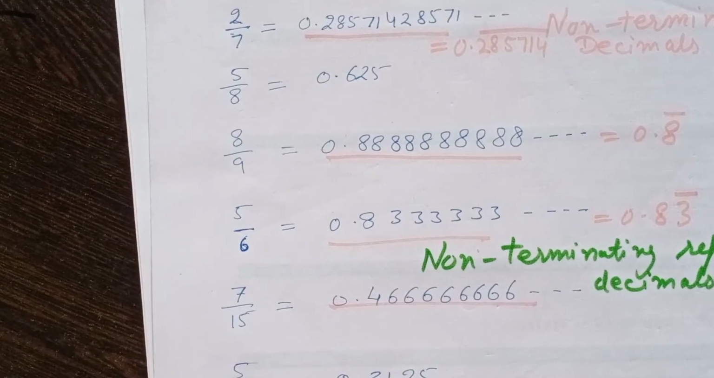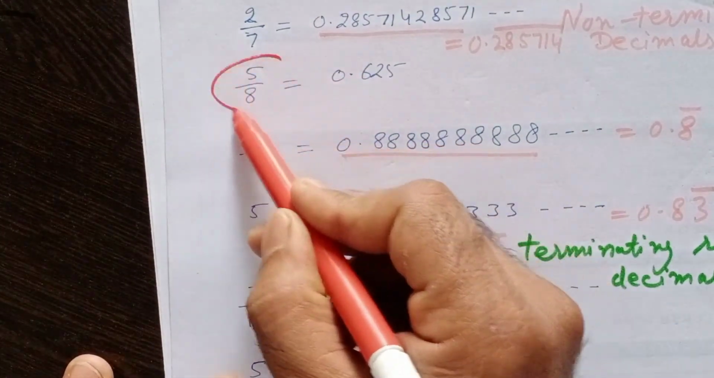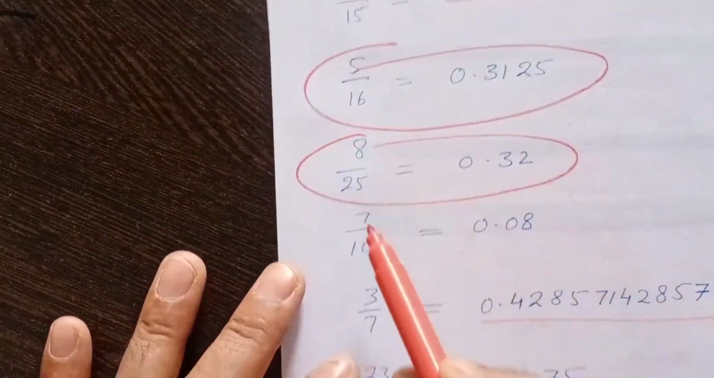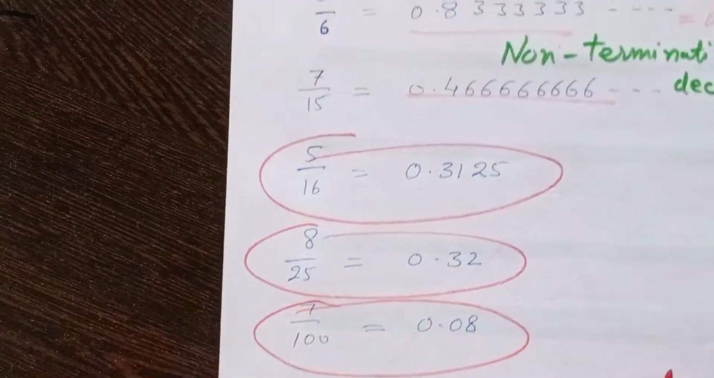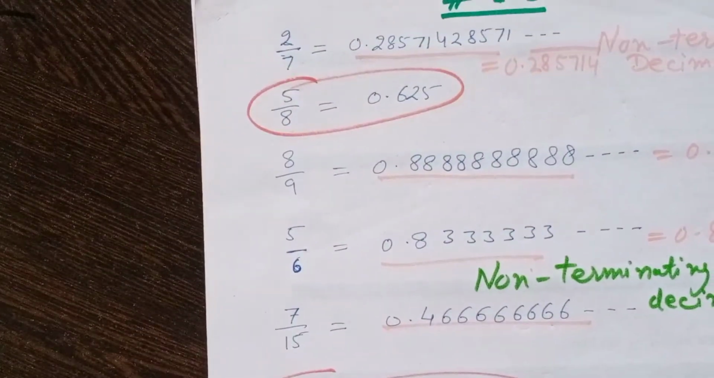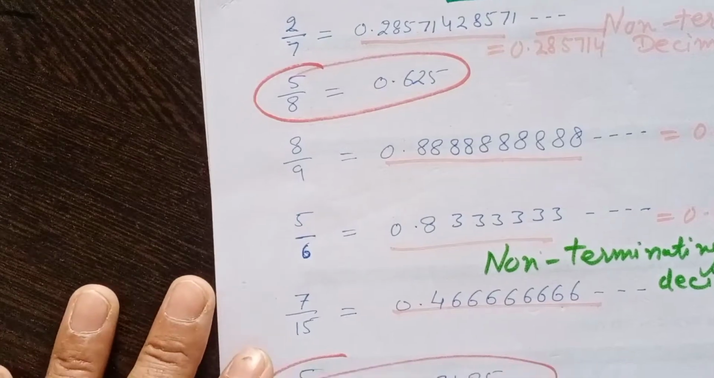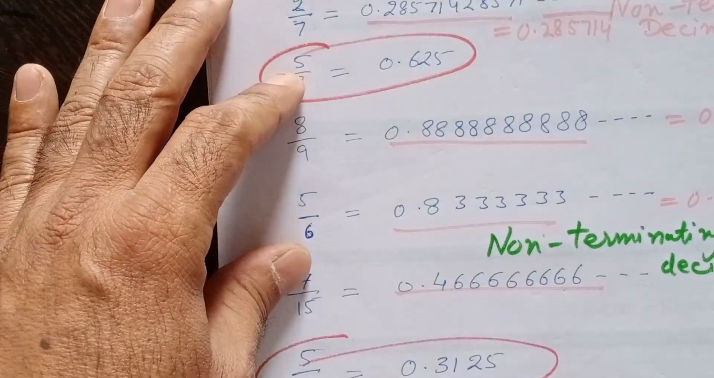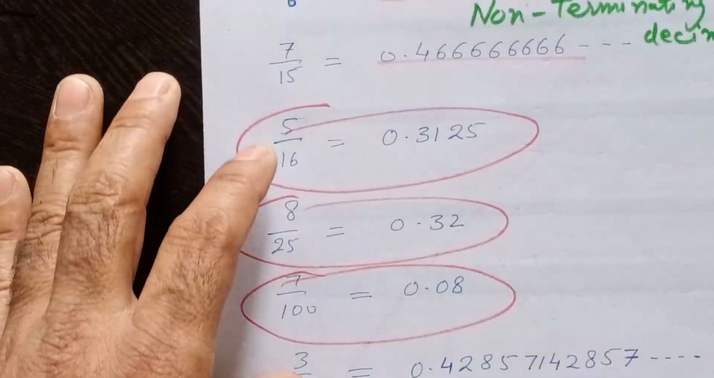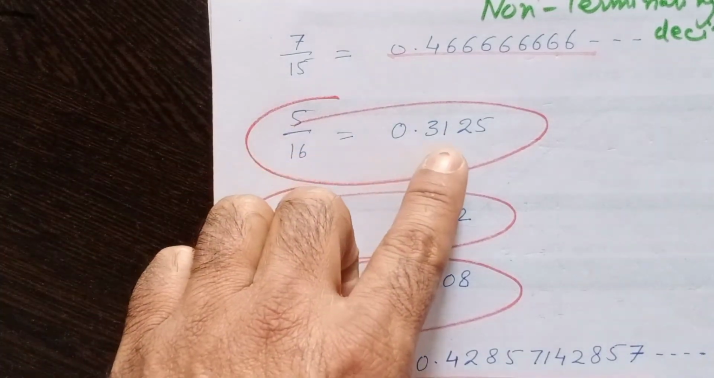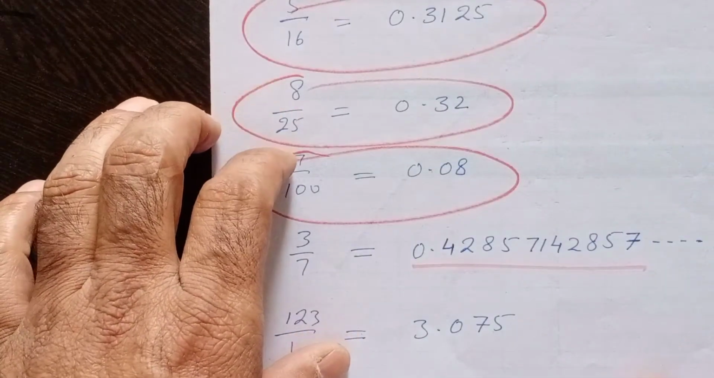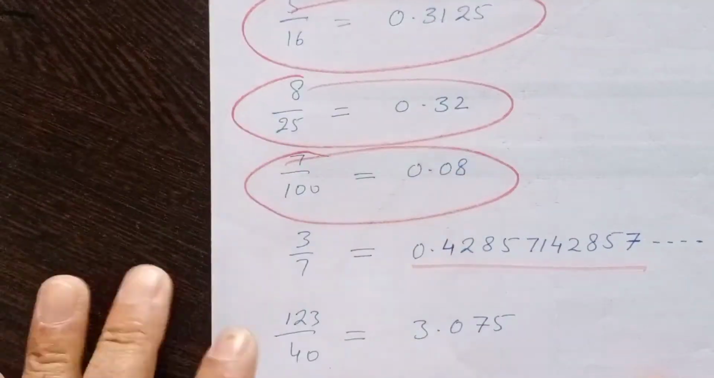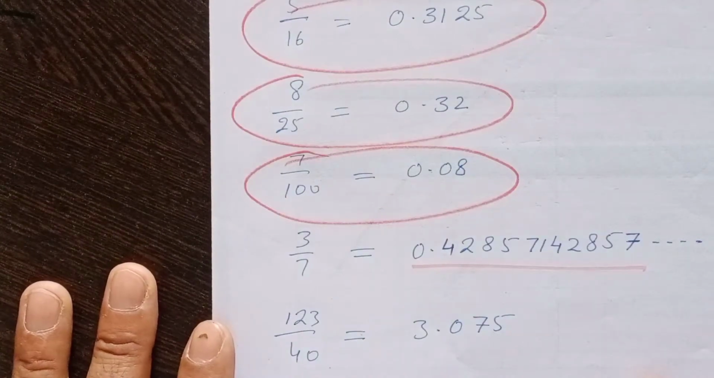Now let us come to the other category. If you see another category here, these are the terminating decimals. 1, here 2, this is 3, this is 4. These 4 decimals are terminating decimals. They terminate, they finish. Now why are they terminating? What is the special character? Why is 5 over 8 converting into a terminating decimal? Why is 5 over 16 converting into a terminating decimal? Similarly, 8 over 25 and 7 over 100 are converting into terminating decimals. There is a special reason.